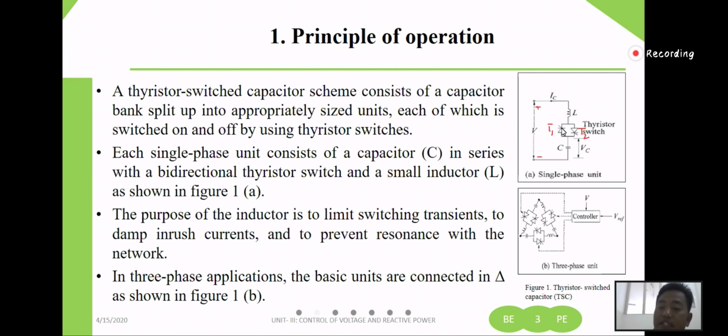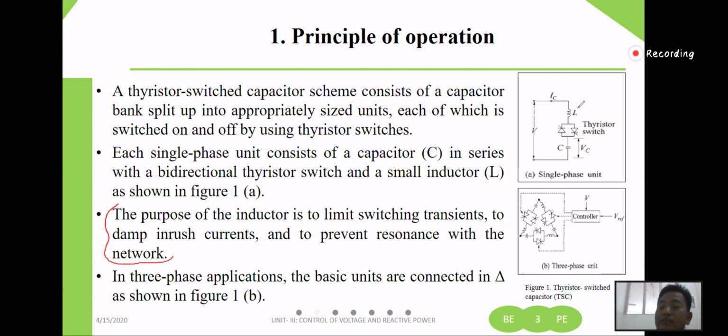But we are not studying how it controls the voltage now. This is the basic circuit. I have said that TSC consists of a capacitor, switch, and inductor. So why is there an extra element, the inductor, in the TSC? See the third point here. The purpose of this inductance is to limit the switching transient, to damp the inrush current.